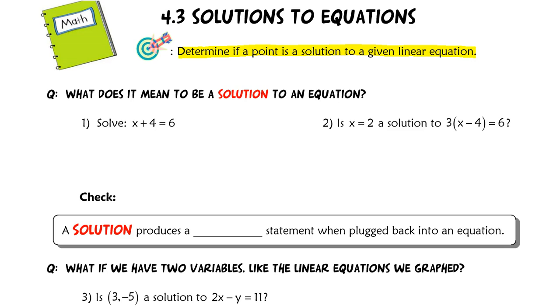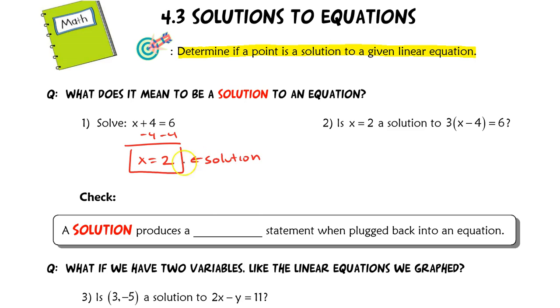So let's first talk about what it means to be a solution. So we've been solving linear equations, that's what we did in chapter 3. This first example here asks us to solve for x. So if we had to solve this, we all know what to do. We just subtract 4 on both sides and we end up with x equals 2. This is the solution to that equation.